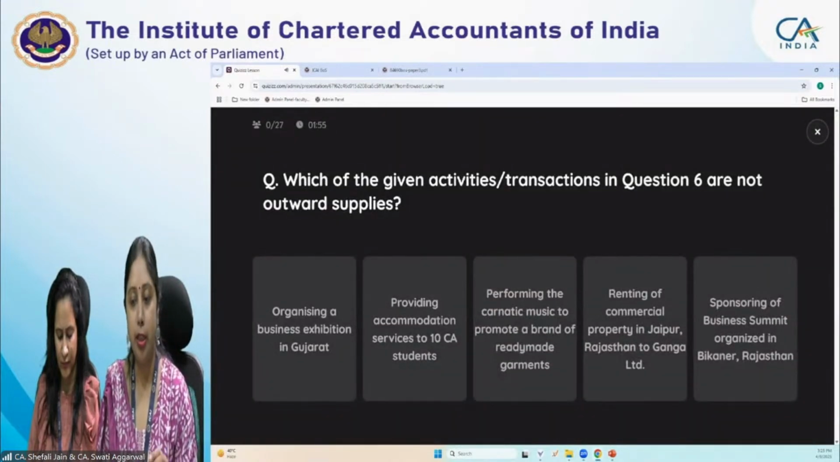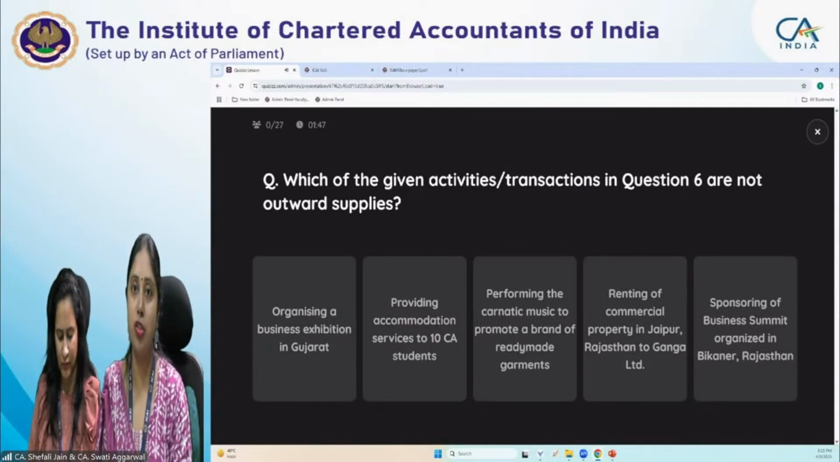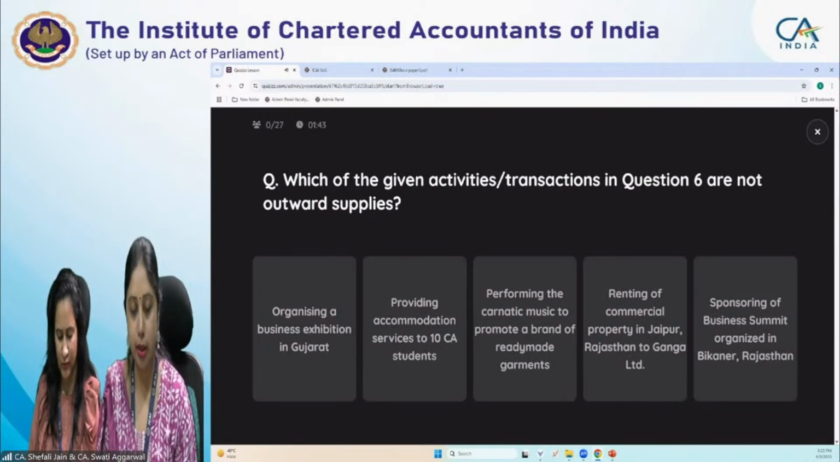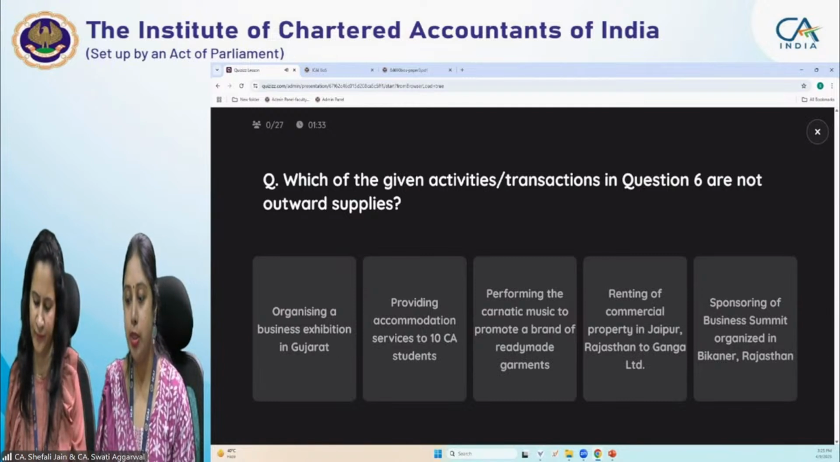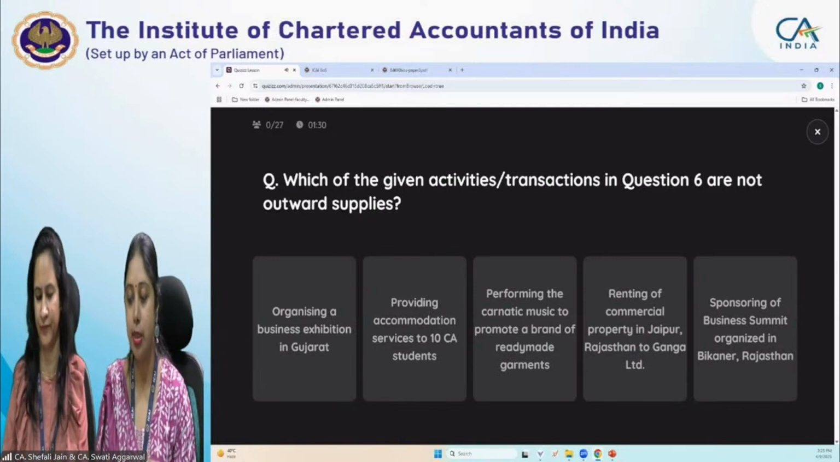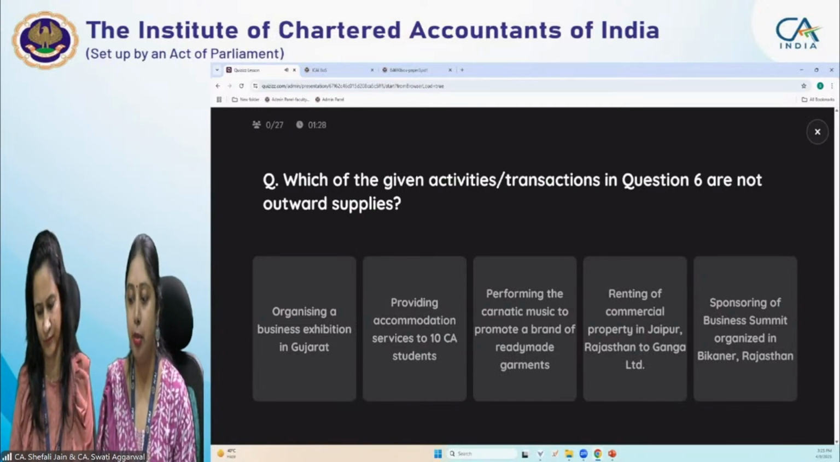Which of the given activities or transactions in question 6 are not outward supplies? They are not outward supplies, that means they are inward supplies. So which of the given activity or transaction is an inward supply? We have 5 transactions. Organizing business exhibition, providing accommodation services to students, performing Carnatic music to promote a brand, renting of commercial property in Jaipur, and sponsoring of business summit organized in Bikaner, Rajasthan, for which Surya has paid the sponsorship fee.